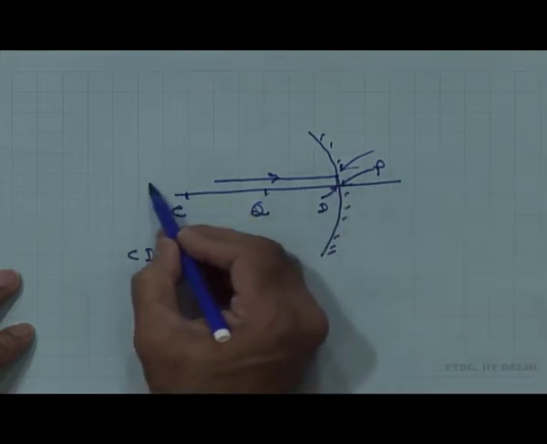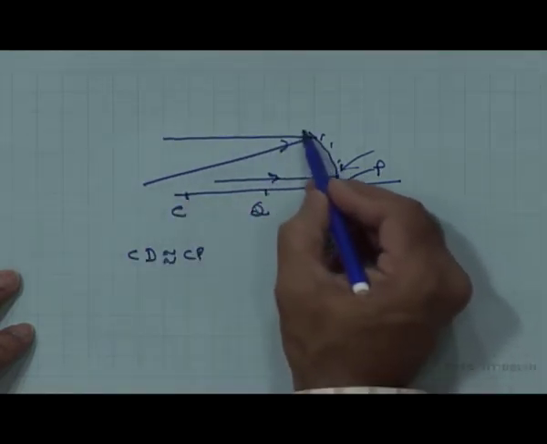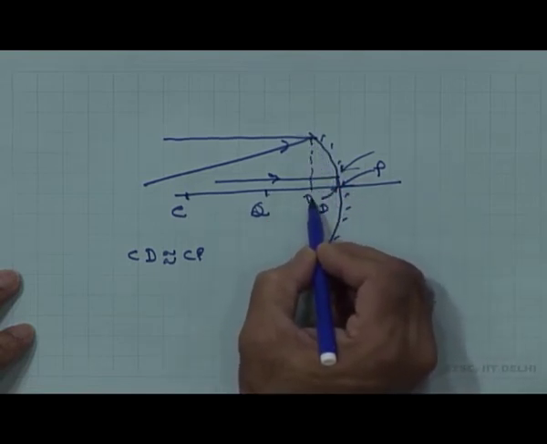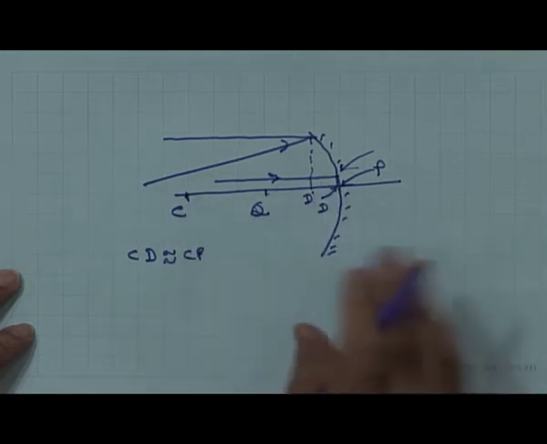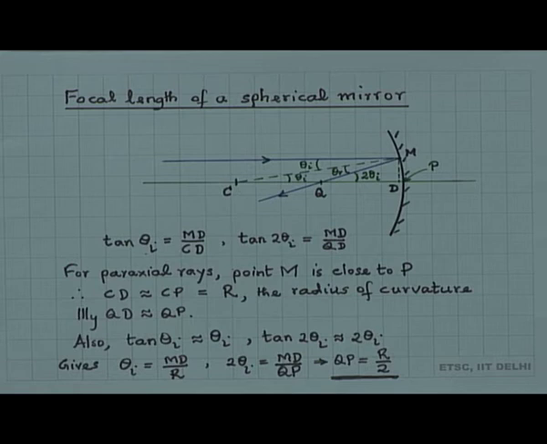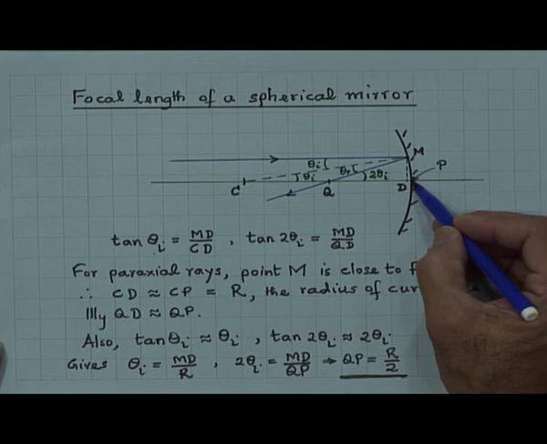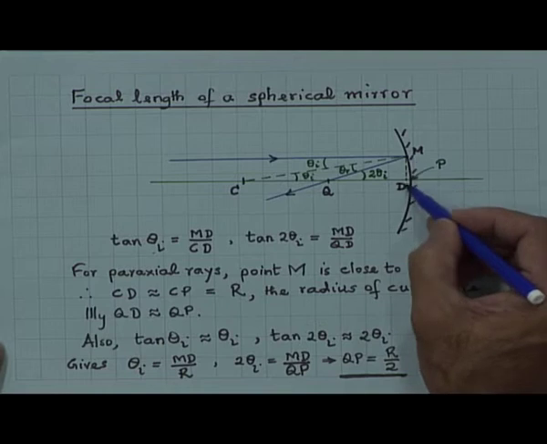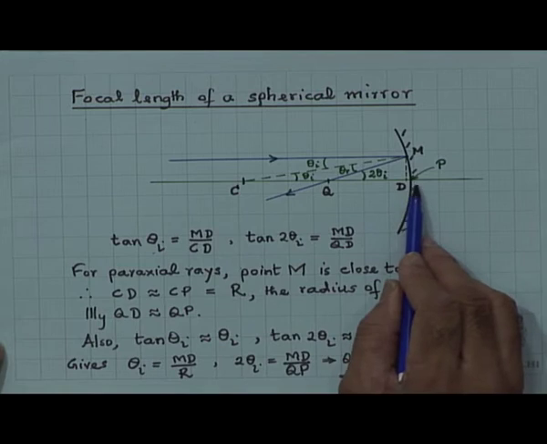Suppose I was to deal with a ray which is incident here, even a parallel ray which is incident far away, then if I drop a perpendicular here, D, then CD would not be nearly equal to CP. And therefore, whenever we have a small aperture approximation, the point M is close to the point P, close to the pole, and therefore MD, the perpendicular which is dropped here, is such that CD is nearly equal to CP.